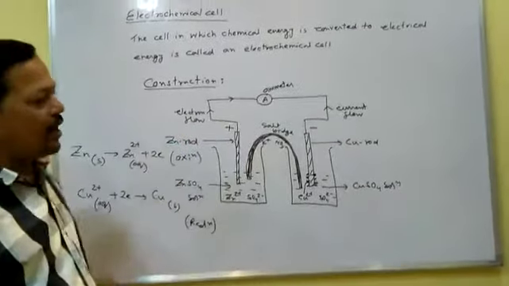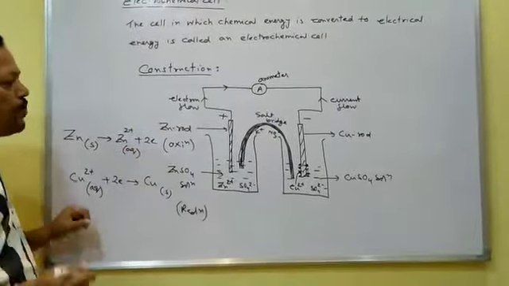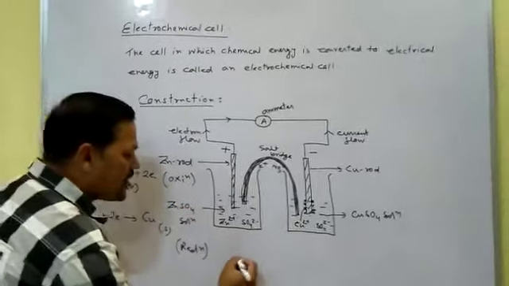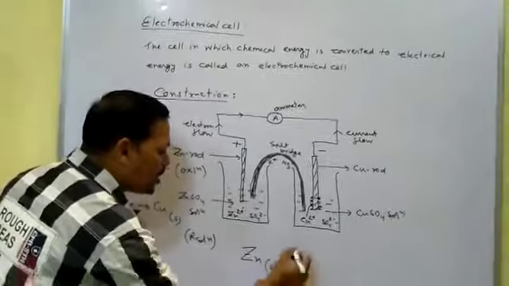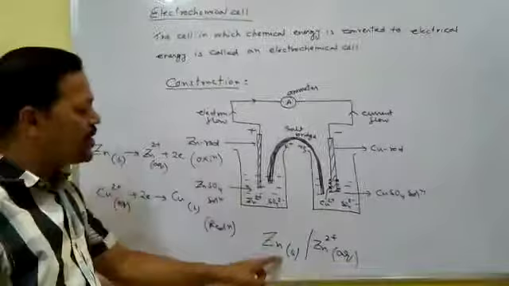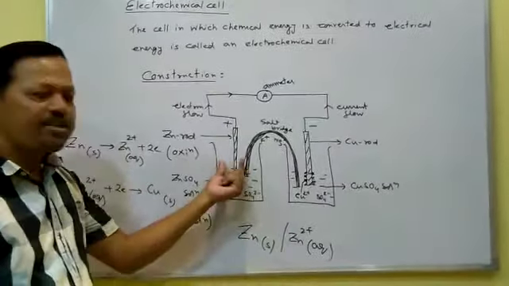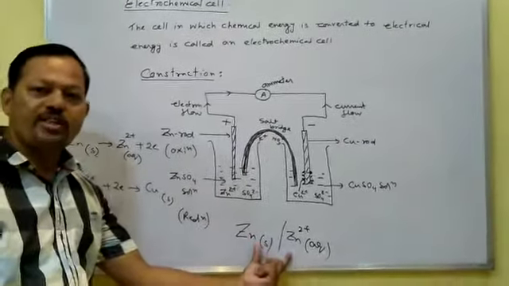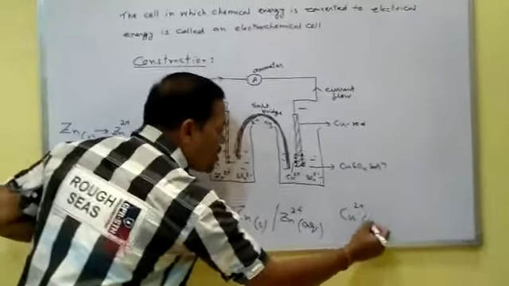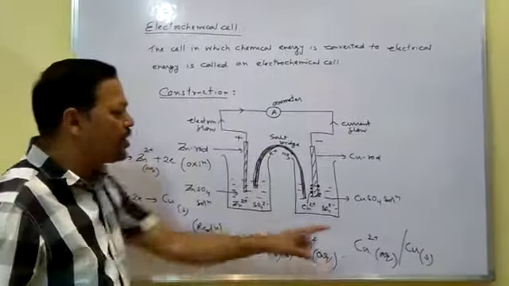Now, how to represent this cell? You can represent the cell in a line. So how to represent a cell? At the anode, the zinc solid is converted to Zn2+ aqueous. You can represent it this way: zinc solid is converted to Zn2+ aqueous. Here oxidation takes place, and that's why it is called the oxidation half cell. And in the right side, Cu2+ aqueous is converted to copper solid. Here reduction takes place, that's why it is called the reduction half cell.